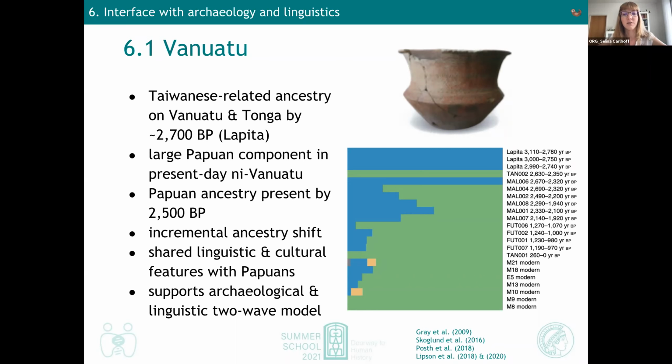And I think this is really a great example which combines all these different lines of evidence, and yes, I think it is also a product of collaboration between the different departments at our institute.